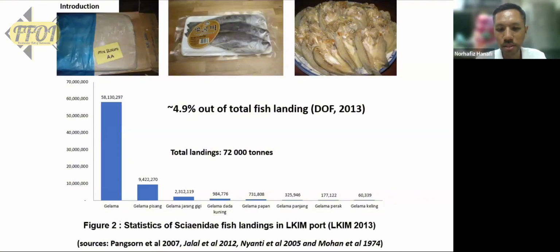They sum up all the fishes. So you can see the gelama has the highest catch. That means they cannot categorize which species is the gelama, so they just give common names like gelama pisang, gelama jarang gigi, gelama dada kuning, gelama papan, gelama panjang, gelama perak, gelama keling. This is quite a big problem for our resources, because they exploit everything without targeted species. So it makes the gelama, or this Sciaenidae, undervalued.